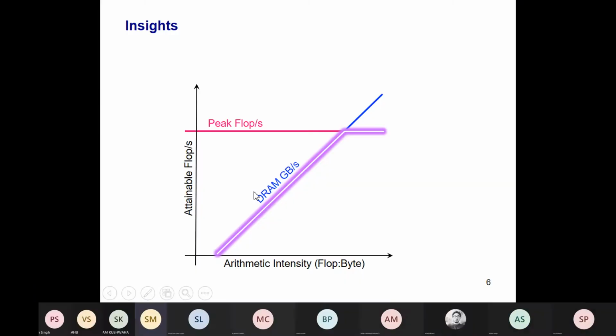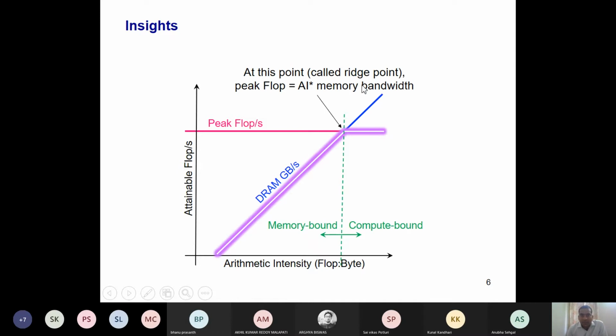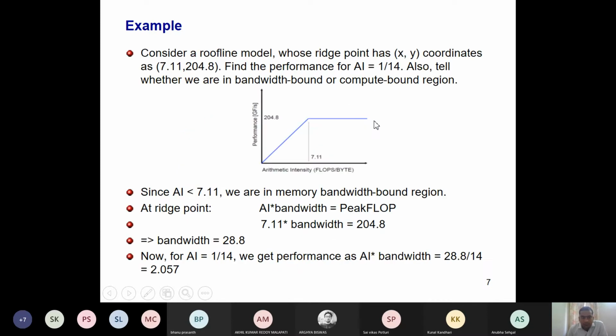Let us go forward. So we discussed how at this point, which is called the ridge point, peak flop equals AI into memory bandwidth. Okay, so here we have made this graph for, let us solve this question. Consider a roofline model whose ridge point has x and y coordinates as follows. Now find the performance if AI equals a certain value, and also tell whether we are in a bandwidth bound or compute bound region.